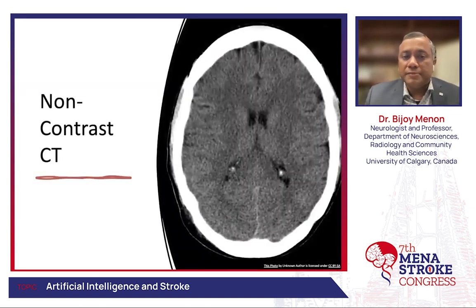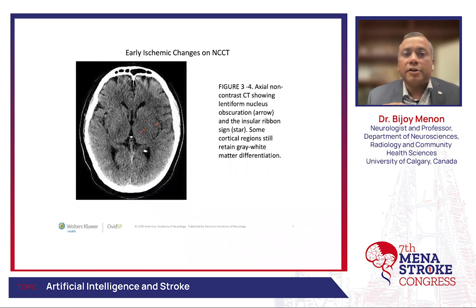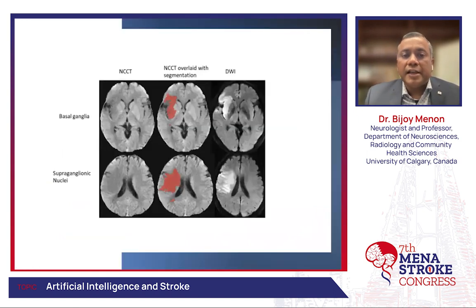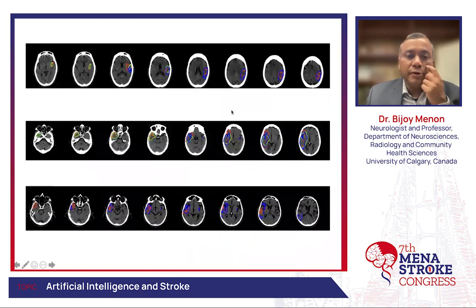This is where machine learning comes in. The non-con CT is a classic example. The signal to noise ratio is less, and the non-con CT, because it is used to pick up early ischemic changes, can be improved by machine learning. And so here are techniques that allow us to pick up lesions on the non-con CT automatically using machine learning. See how well they resemble the DWI.